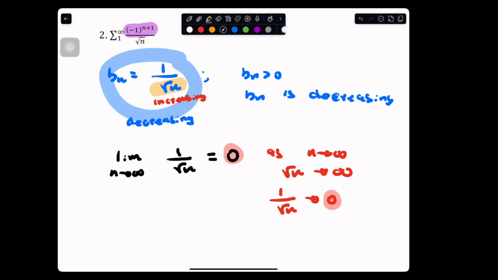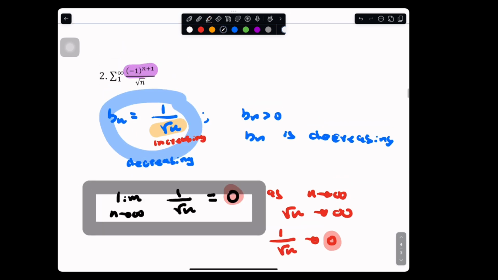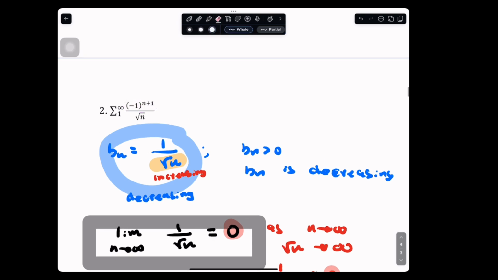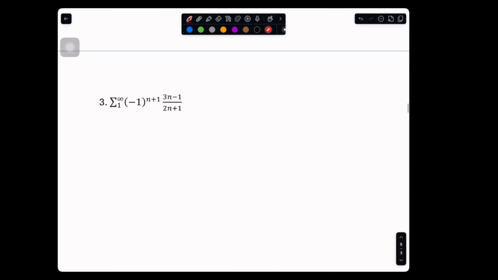All right. Yet again, what do we know? The series converges by the alternating series test. Converges. Okay. All right. You guys okay with that one? Pretty simple.